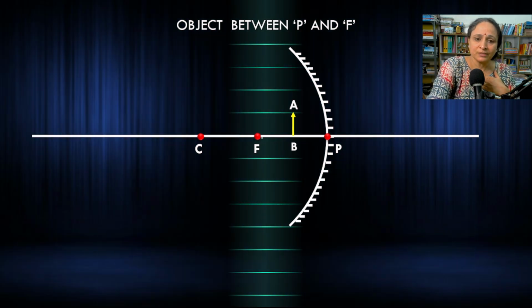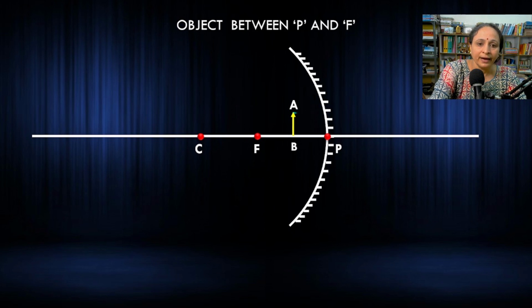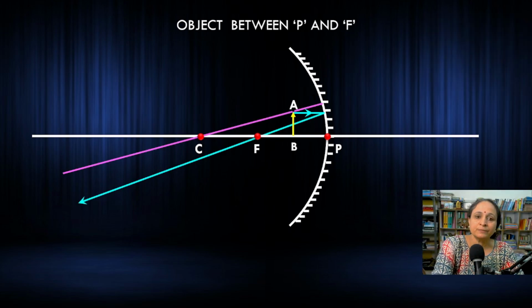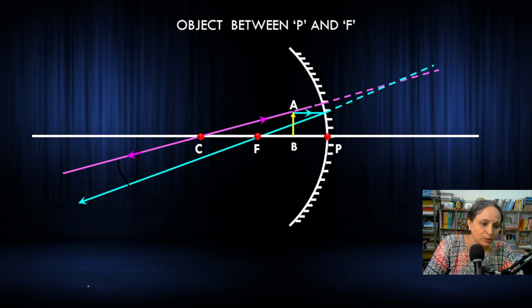Same rules. If the ray is there, apply the basic rule: if a ray travels parallel to the principal axis, after reflection it has to pass through the focus. If there is another ray going from A hitting the mirror, I know it is passing through the center of curvature. It will come back along the same path it went. But you can see that these two rays are actually diverging away from each other, so they cannot meet. Diverging rays will not meet each other. So what will happen? Now these two rays have to be extended back to meet at a point beyond the mirror. They are not actually meeting.